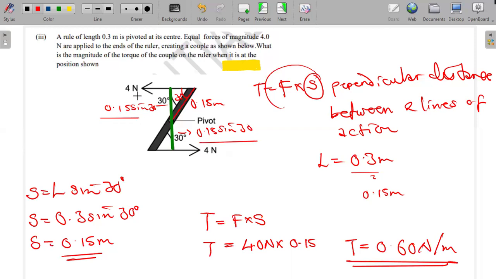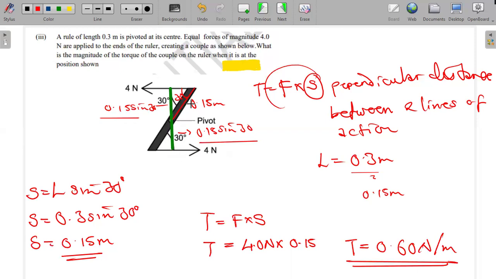So the first thing you're supposed to take note of is that we have a couple, which means we have two forces that are similar in magnitude but acting in opposite directions. These two forces are parallel to each other. If we want to calculate the torque, we take the magnitude of one force, since the two forces are similar, multiplied by the perpendicular distance between the two lines of action. So you're supposed to calculate the perpendicular distance between the two lines before you proceed with your calculation.